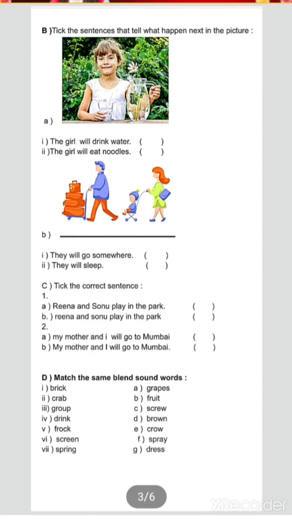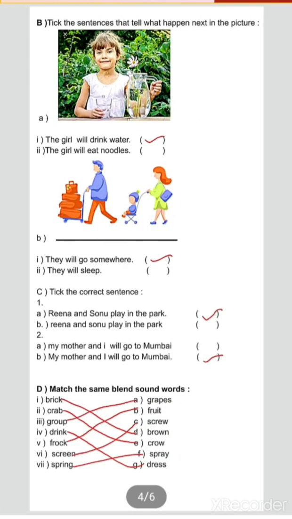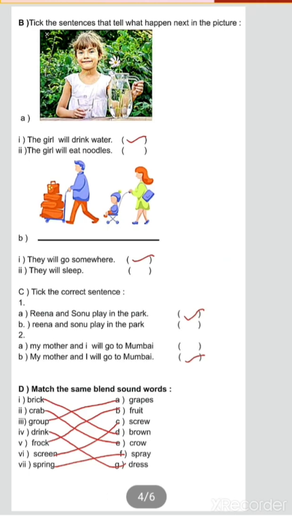Match the same blend sound words. The words with the same blending sound you have to match with each other. The first one written is brick. So you will match brick with the word with the same blending sound in part D, brown. So you will match brick and brown like this. You have to do this matching on your own, because in Unit 3 also we have revised how to match the same blending sounds. So you will do this matching by yourself. Let's move towards the next part.